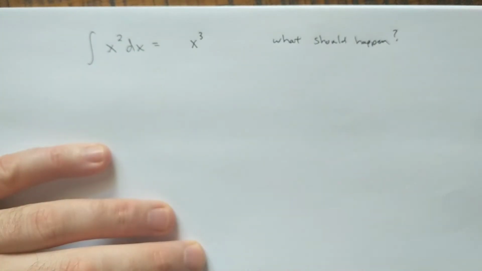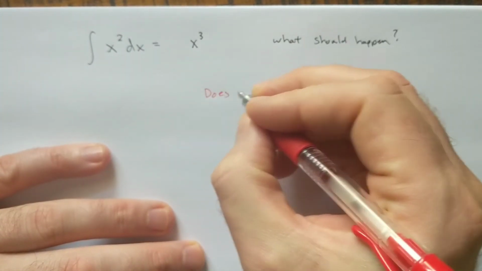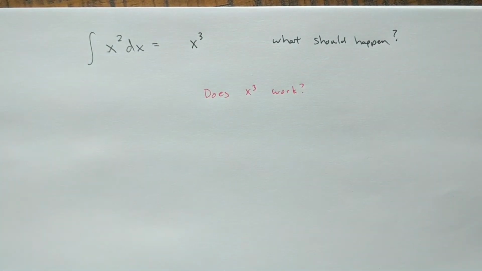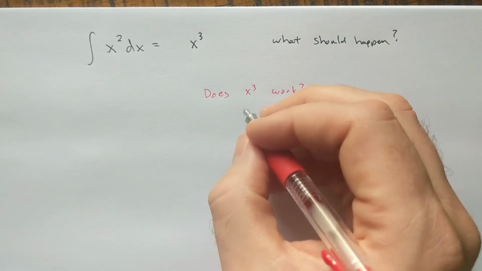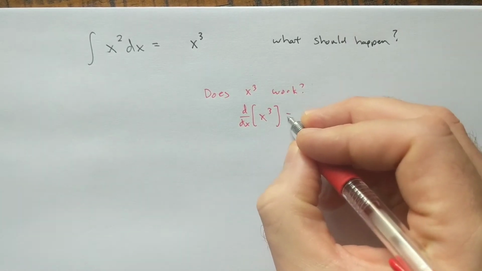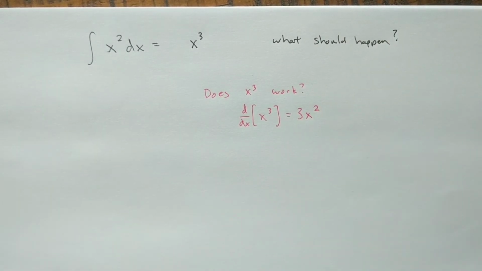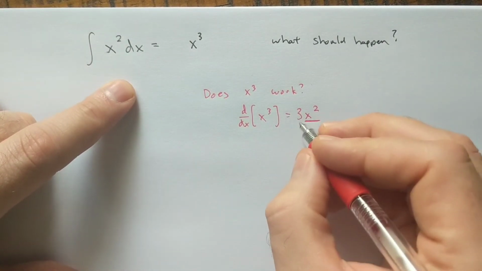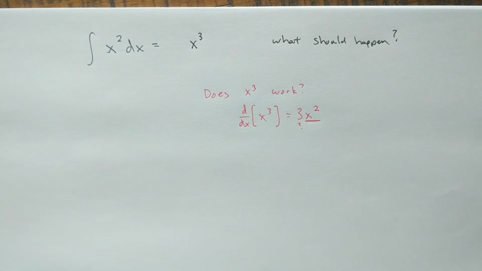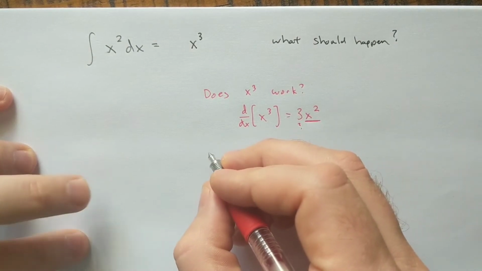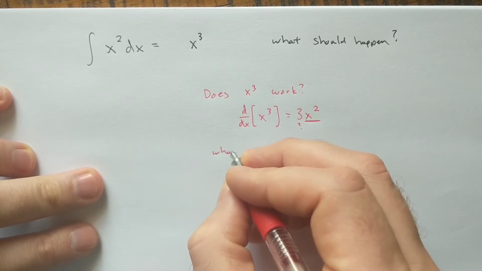So here's a question. Does x cubed work? The answer is going to be no, but let's see how far off we are. I mean, it's close, right? So if I take the derivative of x cubed, we saw before, we just get 3x squared. So it's close, right? The answer we wanted was just x squared. So how do we deal with the fact that we have this 3? And the way we deal with that is pretty simple, because what's happening here? 3 is being multiplied.